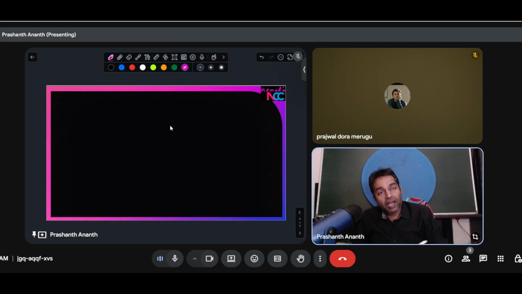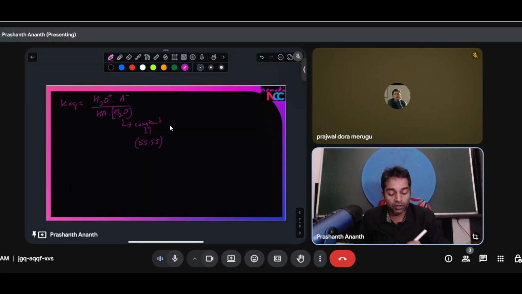So when you're having it like this, the K equilibrium can again be written as H3O+ concentration times A- divided by HA times H2O. This term is going to be a constant, approximately equal to 55.55. Even if it is slightly lesser because something else is now dissolved in it, it is still more or less a constant because it is in much larger excess.